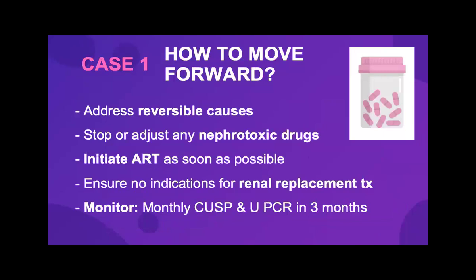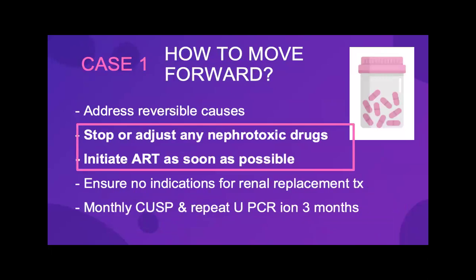So now how do we move forward? We should be addressing any reversible causes, and so that's encouraging fluid intake and stopping any nephrotoxic drugs. We should initiate ART as soon as possible in this patient, and ensure there are no indications for renal replacement therapy like acidosis, refractory hyperkalemia, and uremia complications. And we should be monitoring with a monthly U&E and urine PCR in 3 months. So this now comes into play when choosing what ART we're going to start him on, because tenofovir is known to be a nephrotoxic drug.